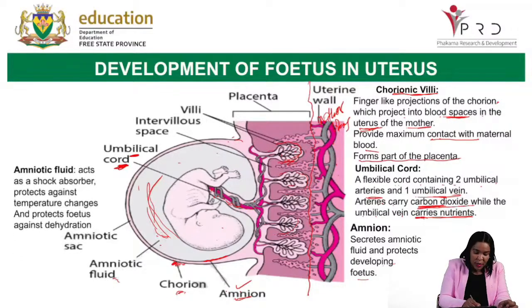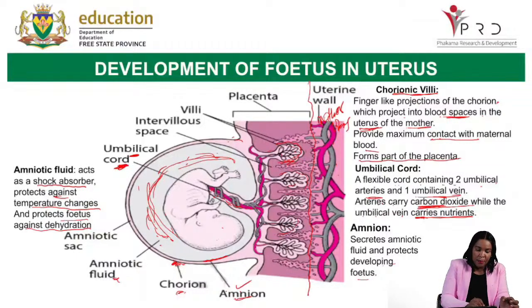That amniotic fluid then, what is it going to do? It is going to act as a shock absorber, to protect against temperature changes, and it protects the fetus against dehydration. So this fluid that the baby is swimming in is going to protect the baby against shock and also temperature changes, and also protects the fetus against dehydration. So that is the amniotic fluid.